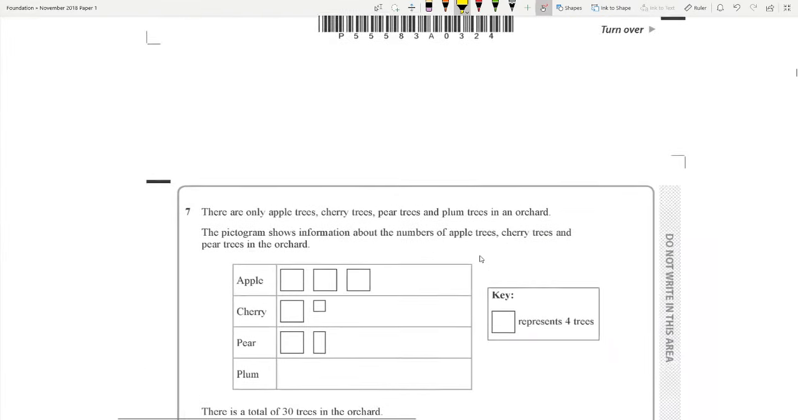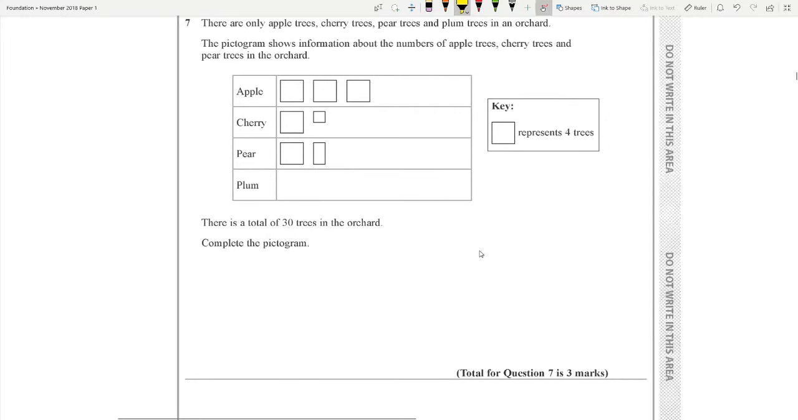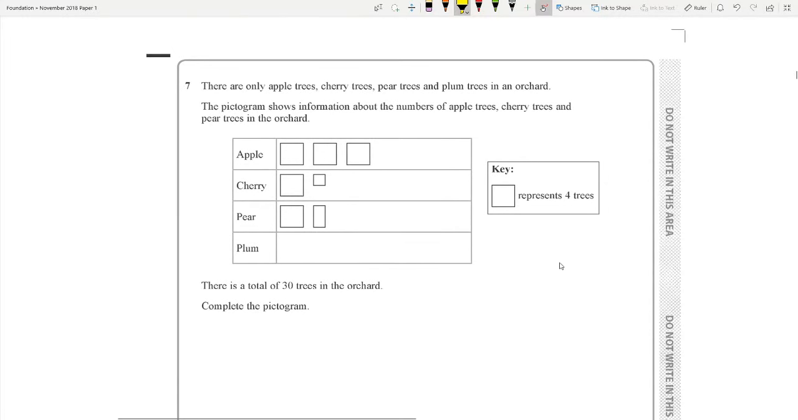Question 7. Pictograms. We're told there's only apple trees, cherry trees, pear trees and plum trees in an orchard. Here we've got a pictogram to show how many of each tree we have in the orchard. There is a total of 30 trees in the orchard. Complete the pictogram. The most important thing with the pictogram is the key. It's the first thing you should always look at. Whether the question asks you to draw a pictogram from scratch, you always have to remember to put in the key. Here we're just interpreting the pictogram and completing it.